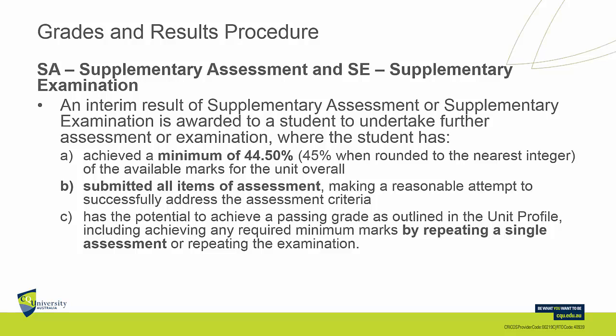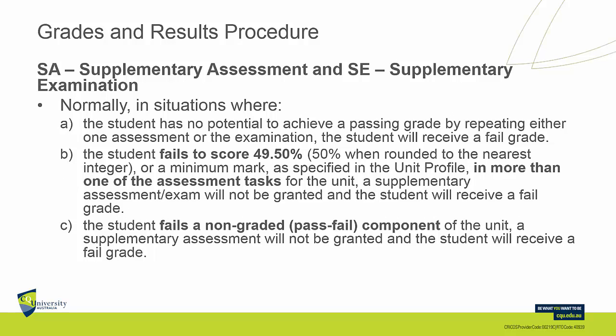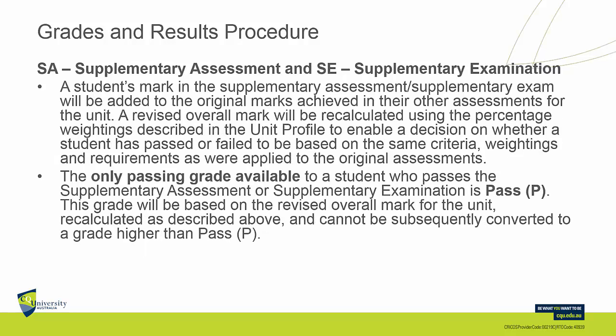The key points when assessing eligibility for supplementaries are that they must have an overall mark of at least 44.5%. They have submitted all items of assessment and they do have the ability to pass the unit by repeating a single assessment. Students will not be eligible and will instead receive a failing grade if they have no potential to pass the unit by repeating a single assessment. They have failed to score either 49.5% or the minimum mark as outlined in the unit profile in more than 1 assessment task, or if they have failed a pass-fail component of the unit.